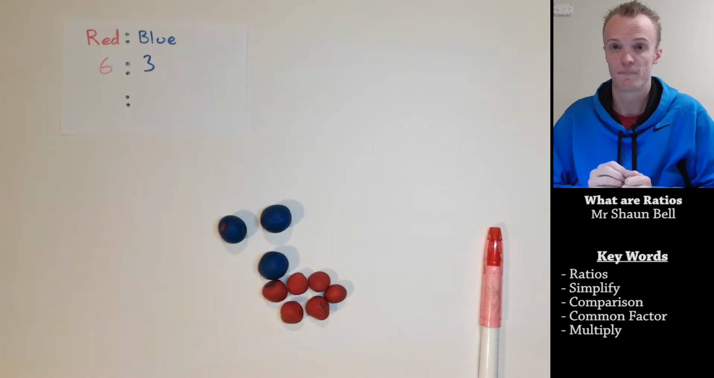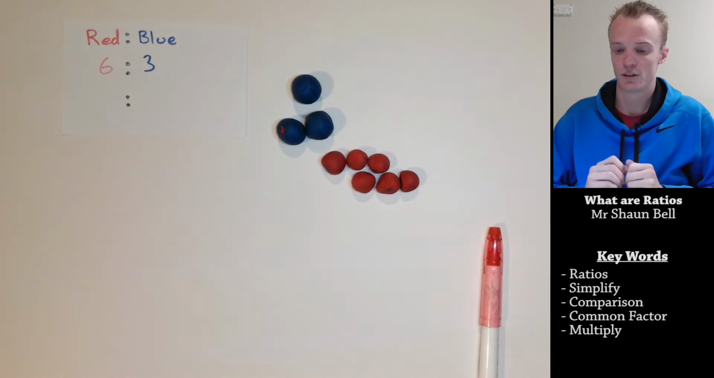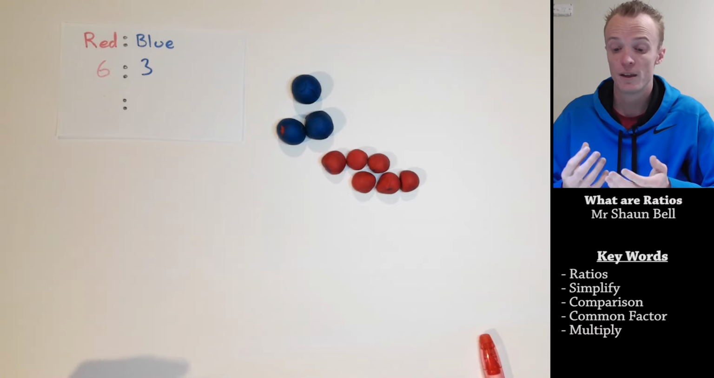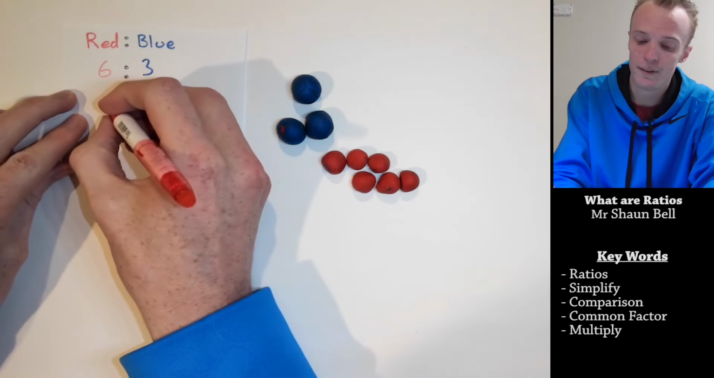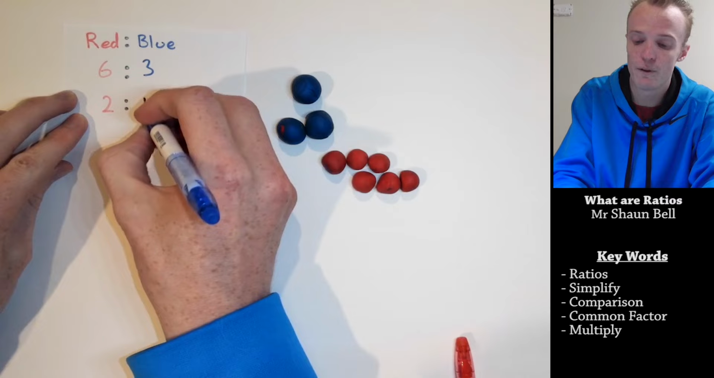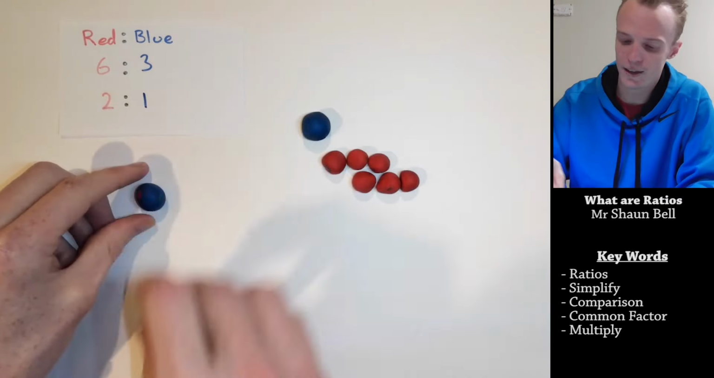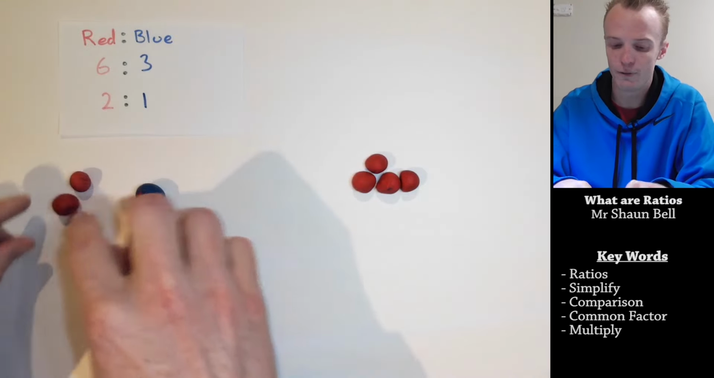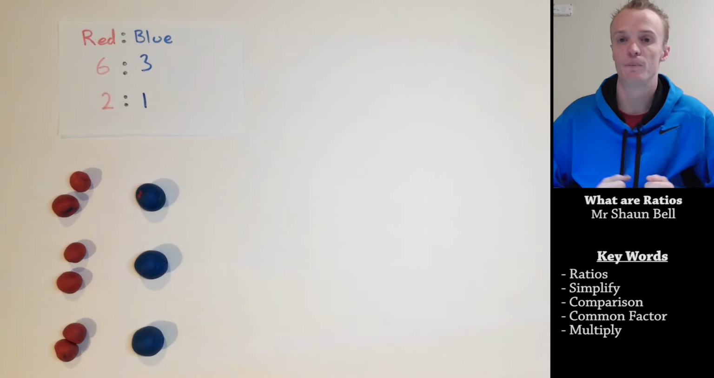Now ratios can be thought of very similarly to fractions, where we can simplify or reduce this ratio down even further. So for example, if I divided both these values by 3, I'd be saying that for every 2 red balls that I have, 1 blue ball. To explain that, if we divided these blue balls into one group each, what I'm saying is for every 2 red balls that I've got, I have 1 blue ball.